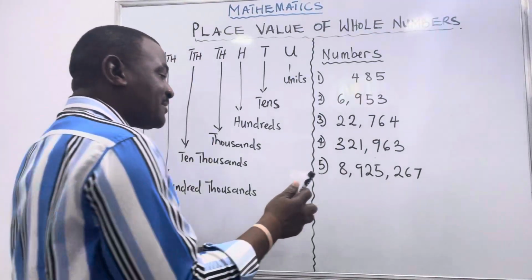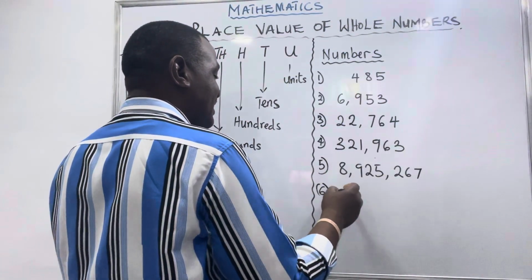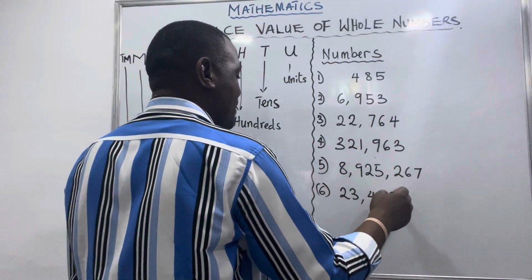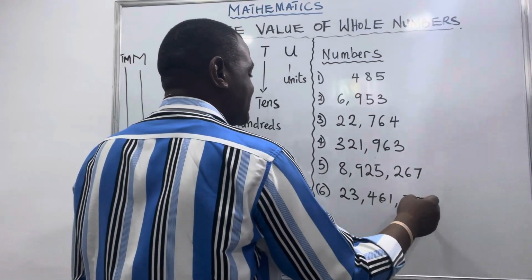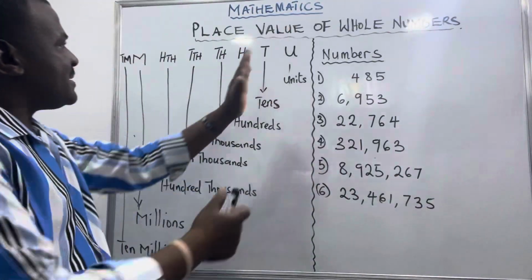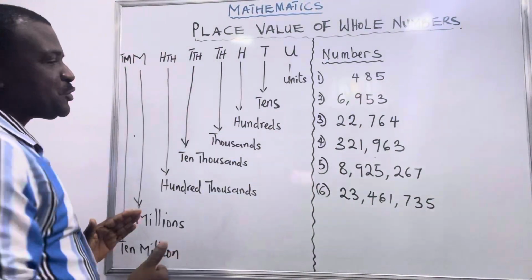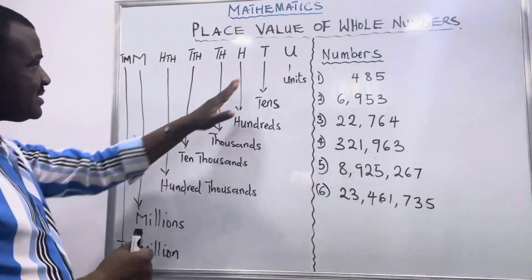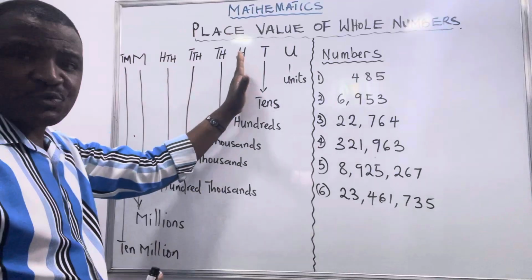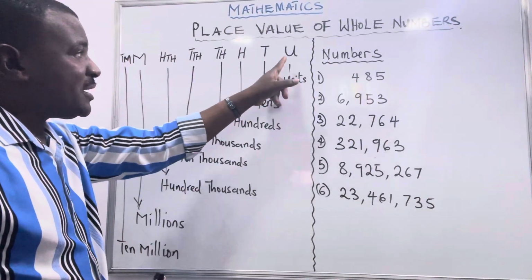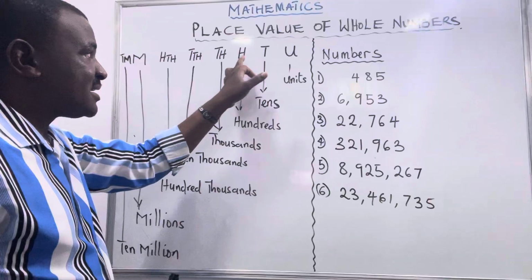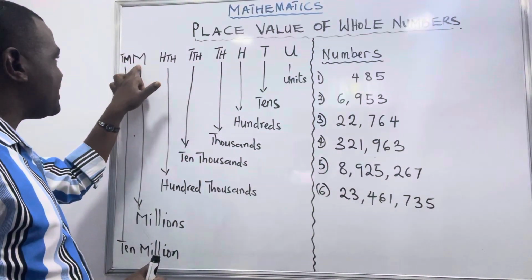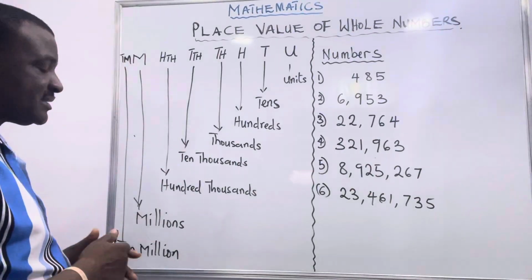Okay, in that case, I will have to ask number 6 here. Let's say 23,461,735. Now, this is the place value. Now, let us see how we are going to use it. So, I'm going to clean these words, okay? This is their short form. So, if you want to know the place value of any number, you have to master it. Units, tens, hundreds, thousands, 10,000s, 100,000s, million, then 10 million, and on like that.